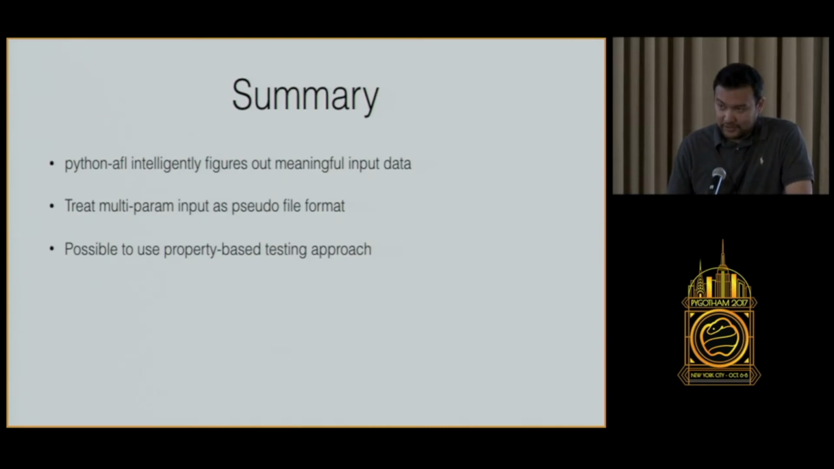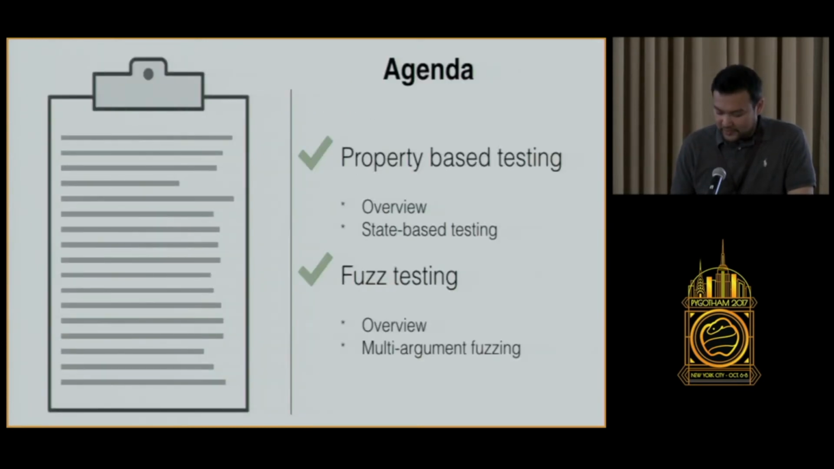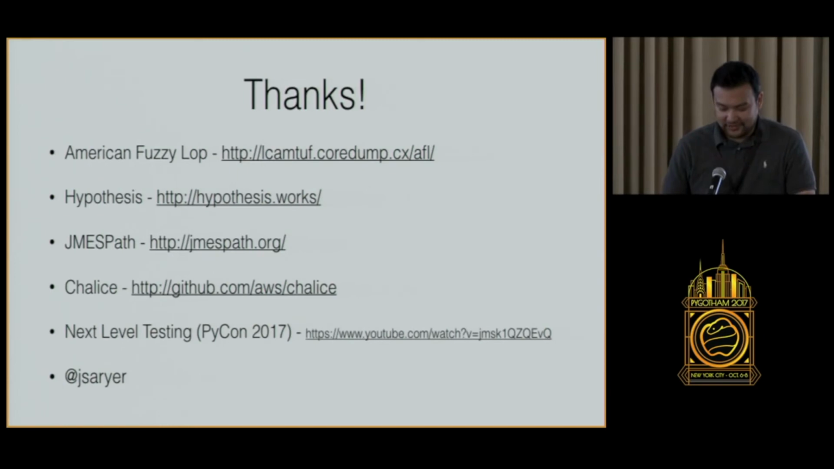Okay, so the main summary here is if you're using fuzzing, you can use it for more than just an arbitrary byte string. If you actually treat it more as a file format and start to get more structured data, it will eventually figure out how it can map those to multiple parameters. All right, so that is property-based testing. We looked at fuzz-based testing. I think we even came in under time with a late start, which is awesome.